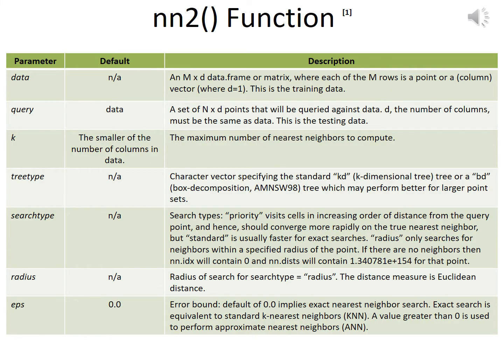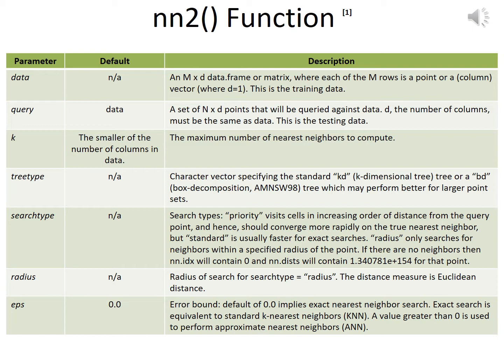In this table are the various input parameters to the nn2 function along with their default values and descriptions. Here, the data parameter represents the training data, the query parameter represents the testing data we want to make class predictions on, and k is the number of nearest neighbors to search for. Treetype specifies if a k-dimensional KD or box decomposition BD tree will be used. Searchtype defines how the algorithm will search for the nearest neighbors, and eps is the error bound. For this tutorial, the eps or error parameter is the most important. Setting eps to 0 performs standard k-nearest neighbors, whereas setting eps greater than 0 performs approximate nearest neighbors.